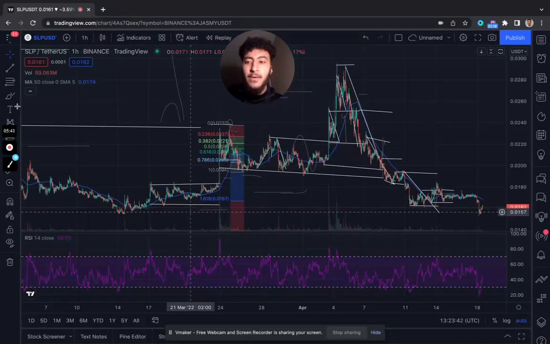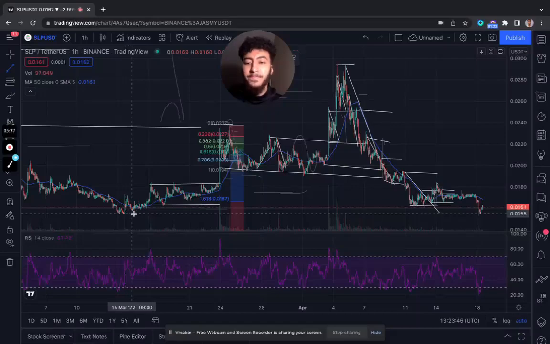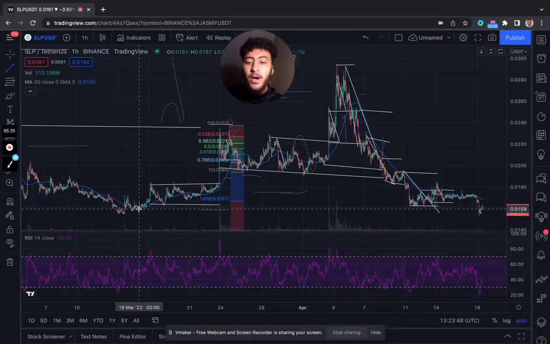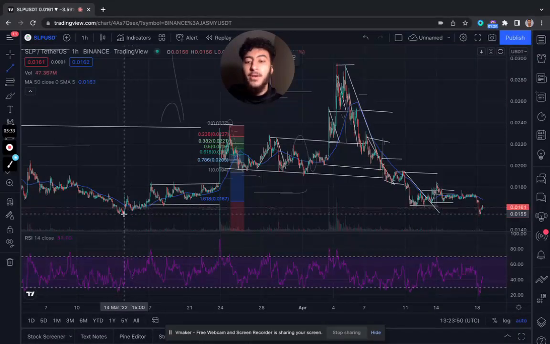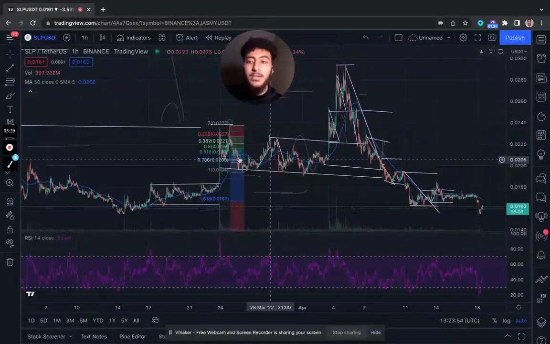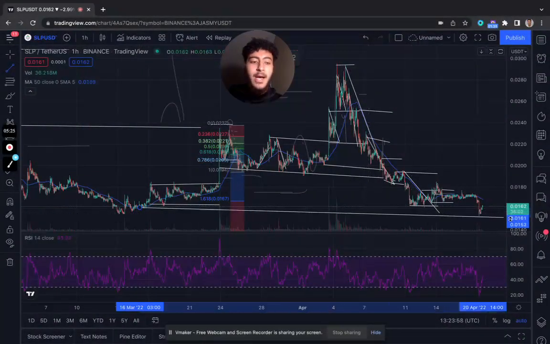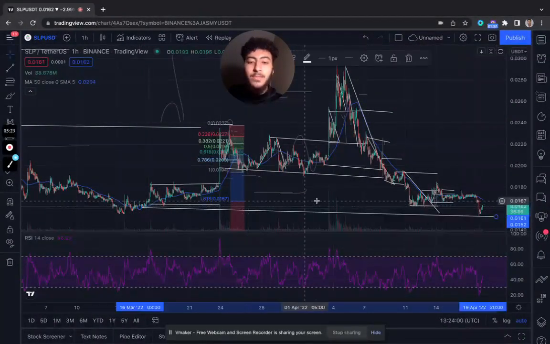So just keep in mind that we are currently creating this level of support where we haven't saw it before, which is on March 16th actually, and also March 14th. So please be cautious of that. We can see this level here was very important because we saw a lot of rejection areas at the 50 MA. So this level is very crucial.